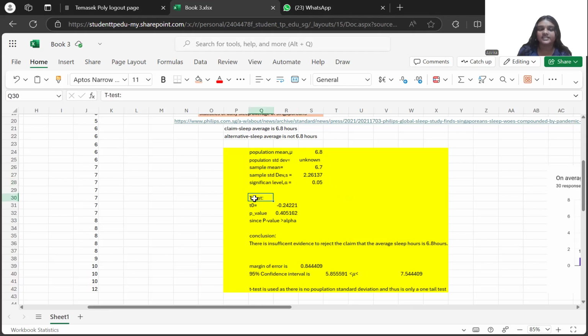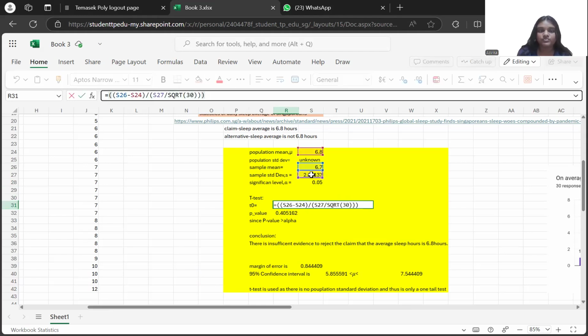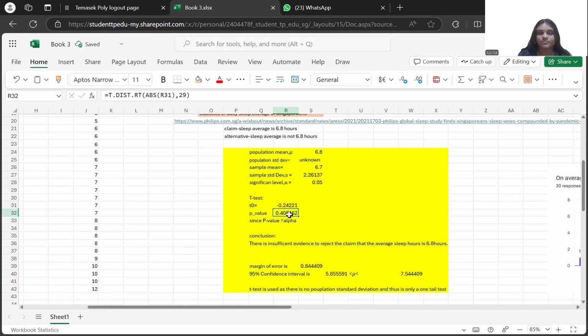Next, I use the t-test as the population standard deviation here is unknown. Next, moving on, I calculate my t-value using the formula sample mean minus population mean, divided by the sample standard deviation divided by the square root of 30, which is the sample size. Next is the p-value. The formula is T.DIST.RT(ABS(t-value), 29), where 29 is the sample size minus 1.